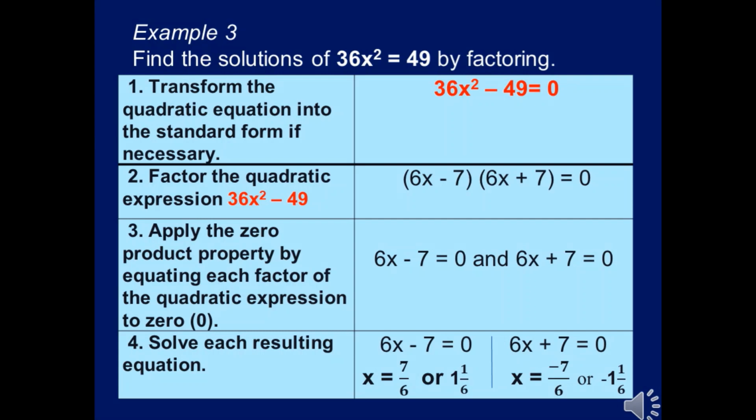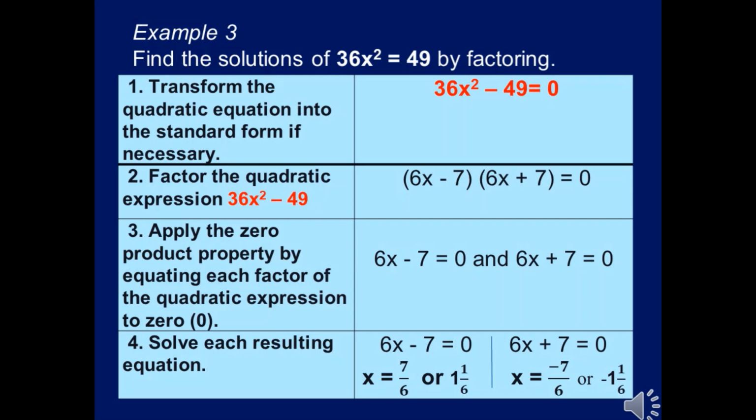So as you can see, the first term is a perfect square, and the second term, which is 49, is also a perfect square. So it's a difference of two squares. So we can apply the special product technique.